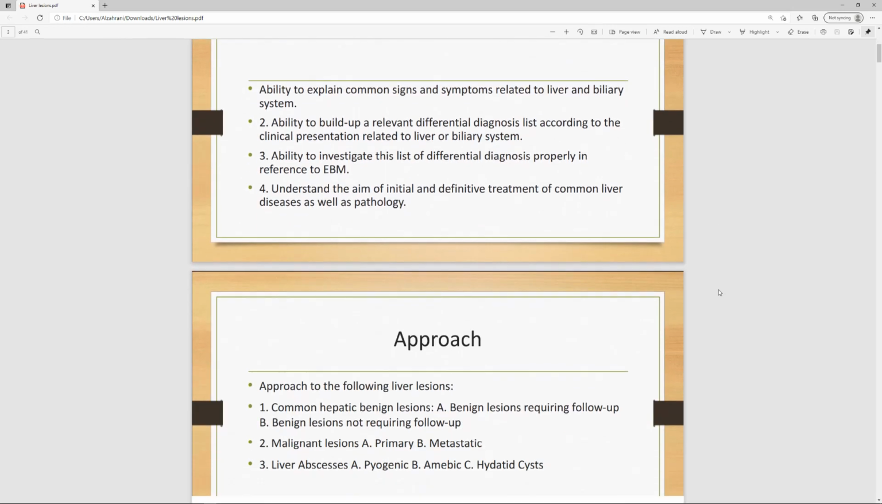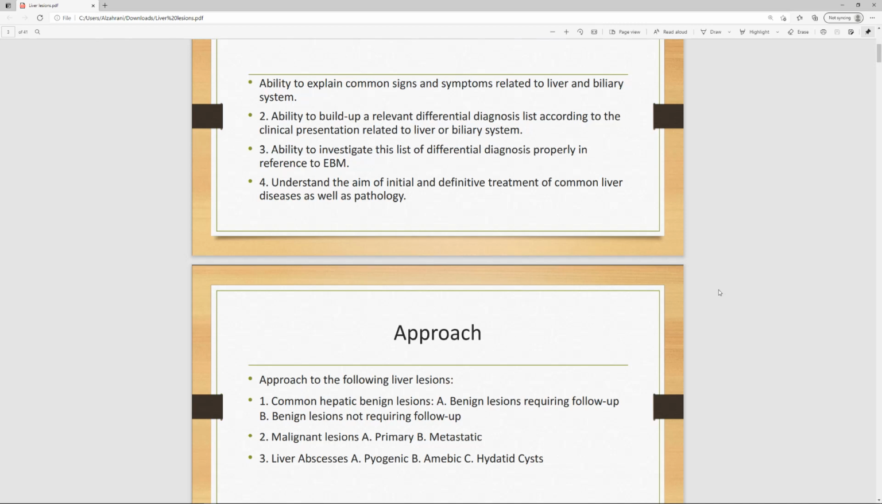First, these are the objectives. We will explain the common signs and symptoms related to the liver and biliary system, and the ability to build up a relevant differential diagnosis. These are all the objectives for the surgery block, the liver lecture.